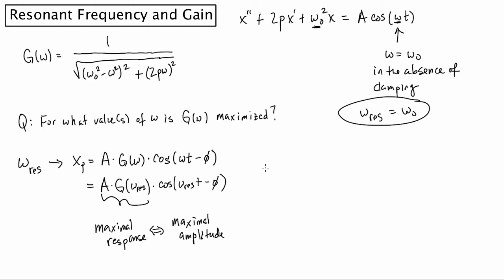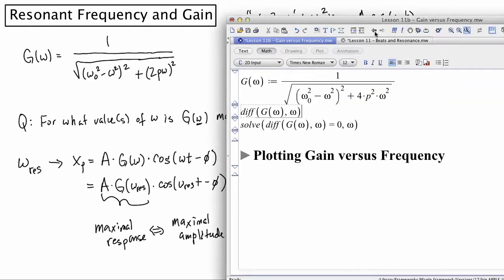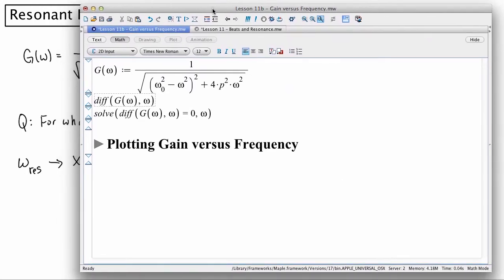Now, we're talking about maximizing a function of the variable omega, which means I'm going to take the derivative of that function with respect to omega and set it equal to 0. Now, I know you're thinking, oh goodness, I hope he doesn't do this by hand, and don't worry, I'm not. Trying to take the derivative of that with respect to omega by hand is just not worth our time. So I'm going to bring in Maple now, and Maple's going to do it for us.